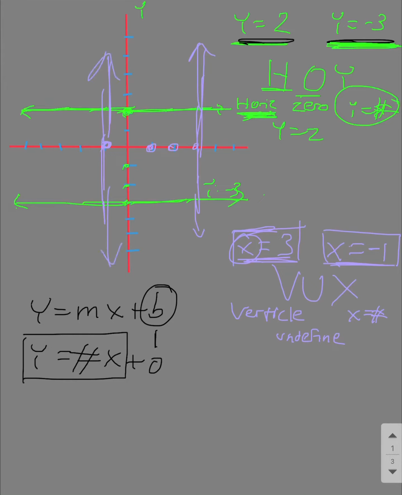The purple lines on the coordinate grid are vertical, so therefore they are undefined in terms of their slope. And for the green functions, y equals 2 and y equals negative 3, it's this line and that line. Those are horizontal lines, so therefore they have 0 slope.